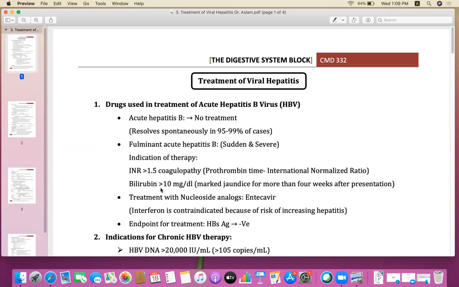If the bilirubin is more than 10 milligram per deciliter, it indicates marked jaundice. Jaundice for more than 4 weeks after the presentation is an indication for therapy in acute hepatitis B viral infection.